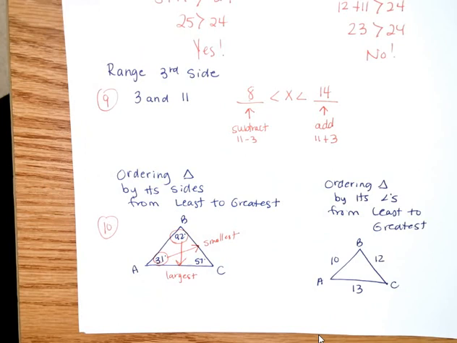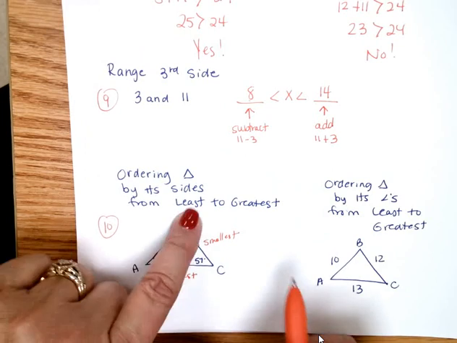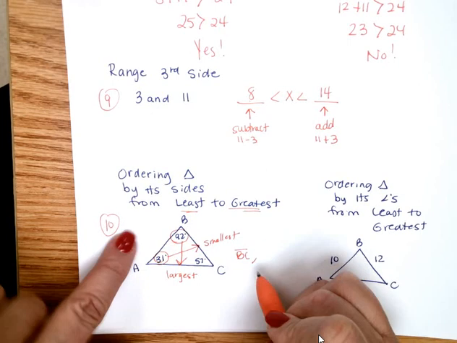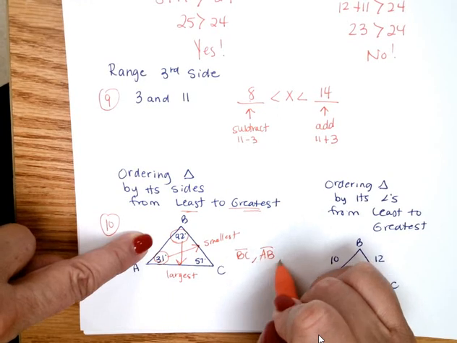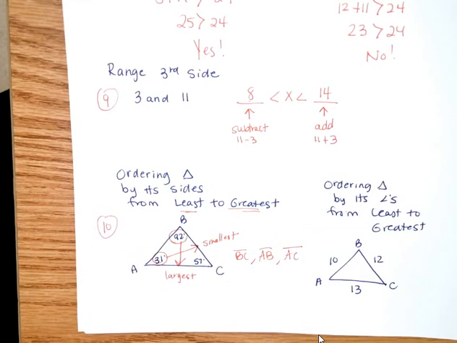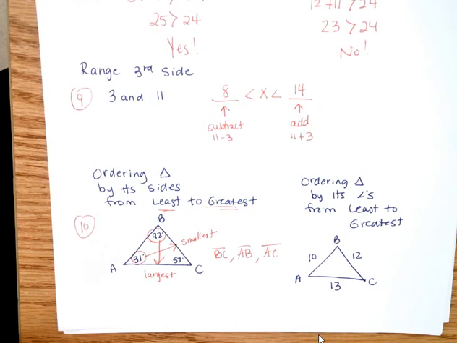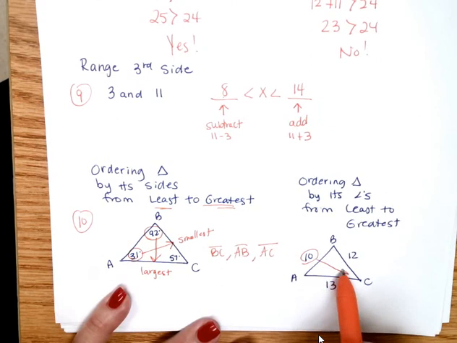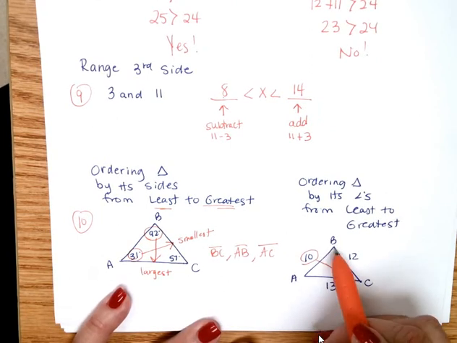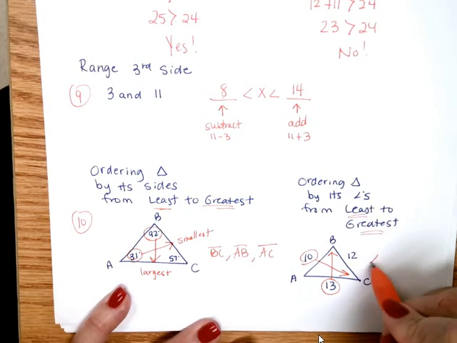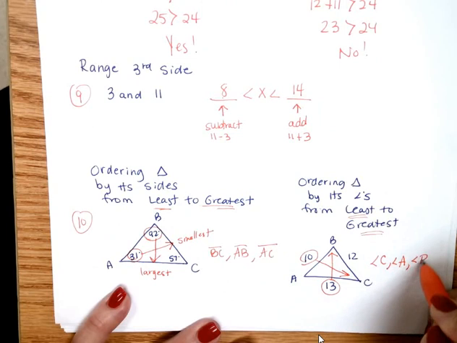So if I want to order by my sides, least to greatest, be careful because sometimes they change that. Least would be my smallest, so it would be BC. My medium one would be my one in the middle, AB, and then my largest side, AC. Just taking that backwards now, the largest side produces the largest angle. The smallest side produces the smallest angle. So here is my smallest side, so C has to be my smallest angle. 13 is my largest side, so B has to be my largest angle. So if I'm going to order my angles from least to greatest, again, always check, it would be angle C, angle A, angle B. B's in the middle.